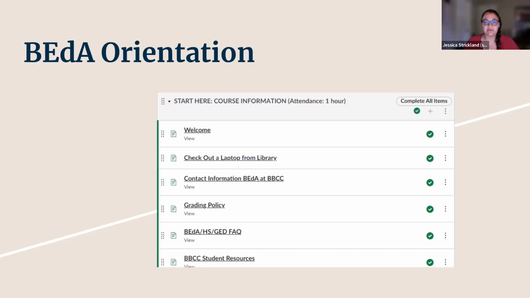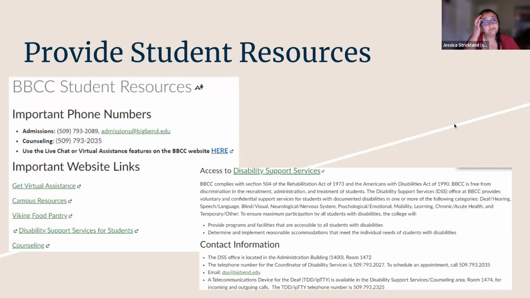Making sure that students understand the grading policy. And for us specifically in Washington State, we are a competency-based program, so making sure they understand what that means. And then giving them student resources. So that provides the important phone numbers and emails that they're going to need, but also how they can get access to tutoring and what campus resources are available.